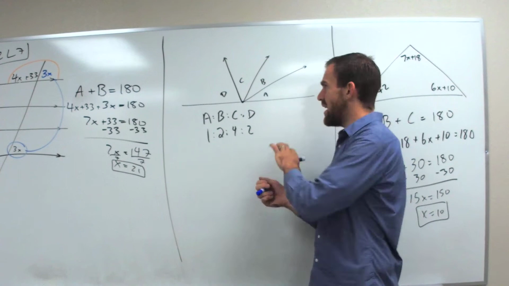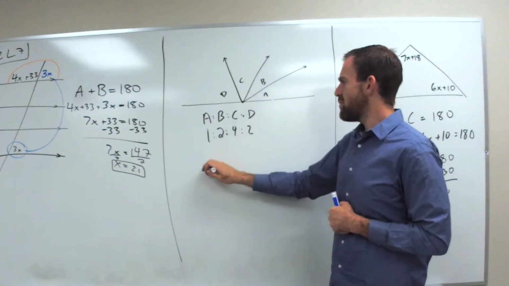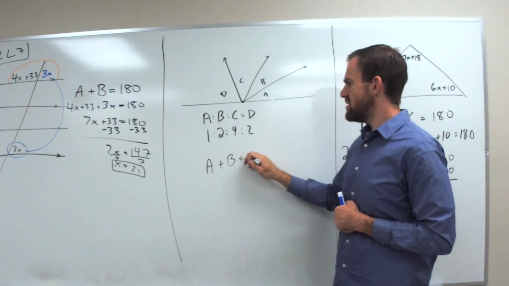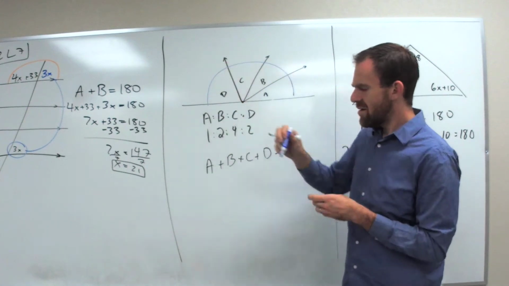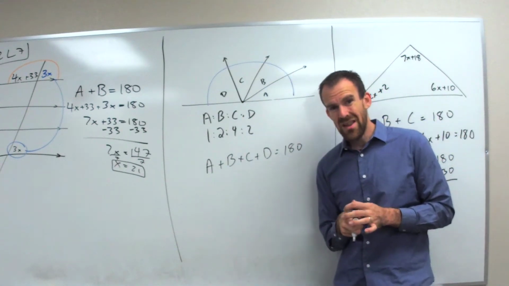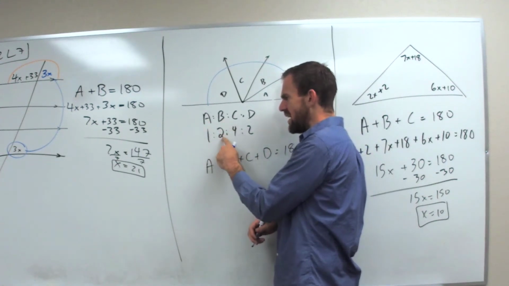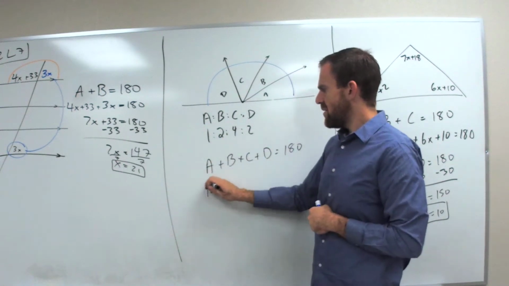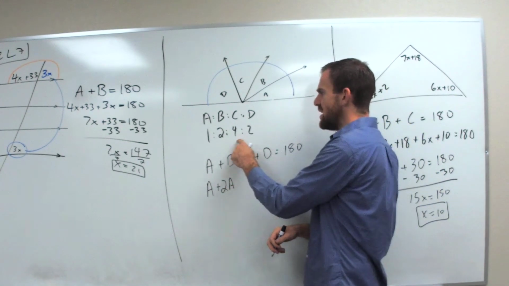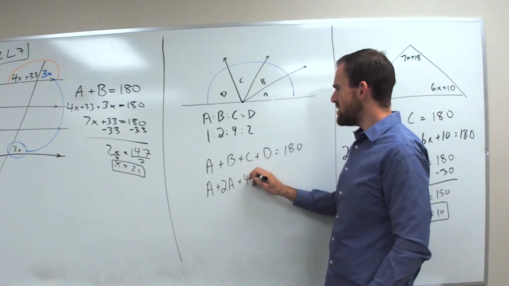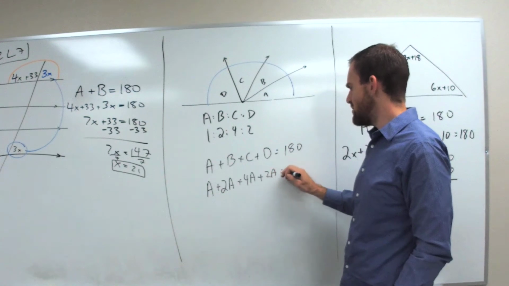So what I'm going to do so that I can get this into one equation, because right now what I have is A plus B plus C plus D equals 180, because they all add up to a straight line. I want it all in terms of one letter. So I know that A is just A. B is 2 times A because it's twice as big. So I'm going to plug in 2A for B. C is 4 times A. It's 4 times as big. And D is 2 times A because it's 2 times as big.